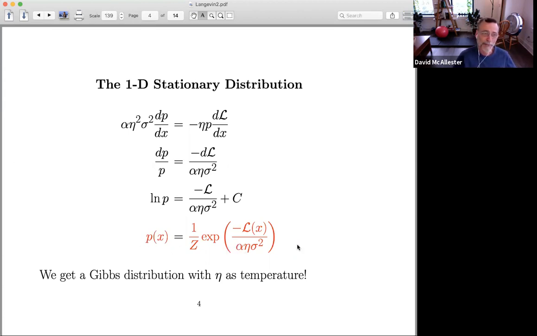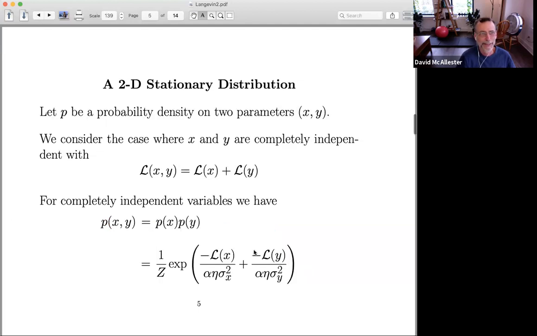And not only do we get the Gibbs distribution, but it's very clear in the Gibbs distribution in physics, this would be kT, Boltzmann constant times temperature. Here, the learning rate, eta, is exactly in the place in this equation that you would see temperature. So eta is, in some sense, literally temperature in one dimension. But let's do 2 dimensions.